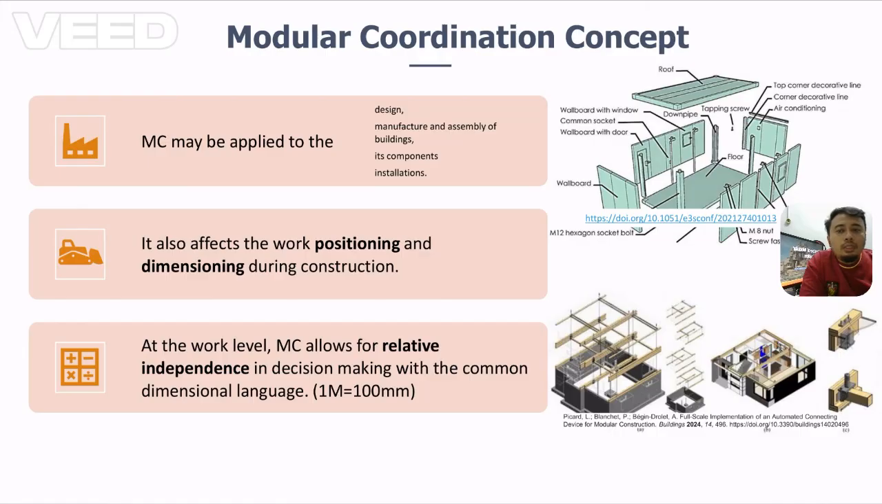And here's something interesting. MC allows for relative independence in decision making. So as long as everyone uses the same dimensional language, 1M equals 1mm, teams can work autonomously yet still stay coordinated among the parties.